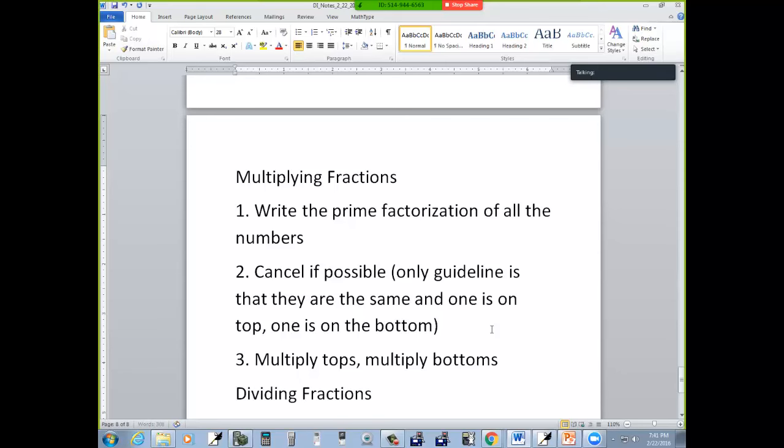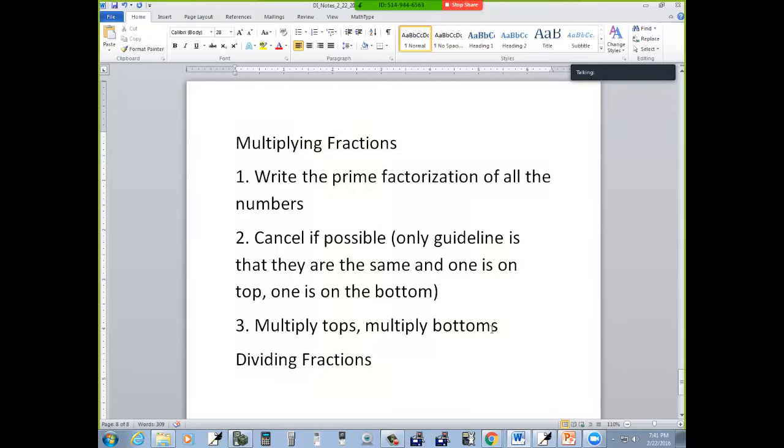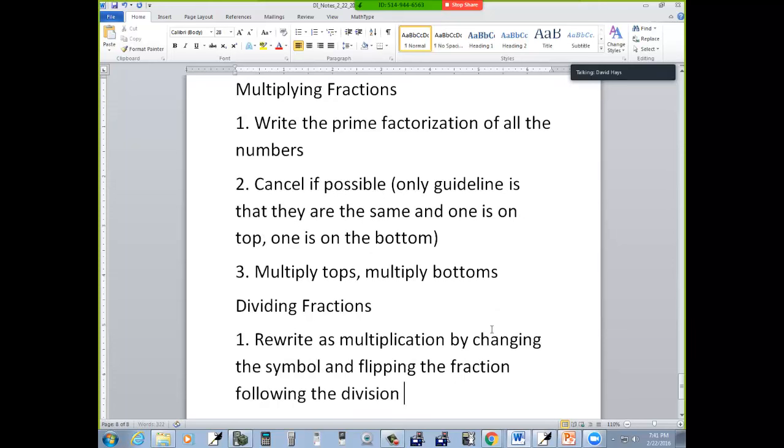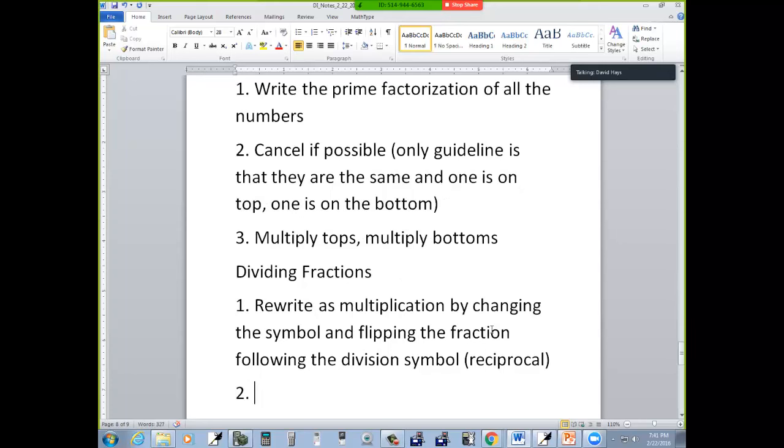To divide fractions, what you do is you rewrite as multiplication by changing the symbol and flipping the fraction following the division symbol. Now, when I say flipping the fraction, that's called a reciprocal. And then step 2 is you multiply like normal.